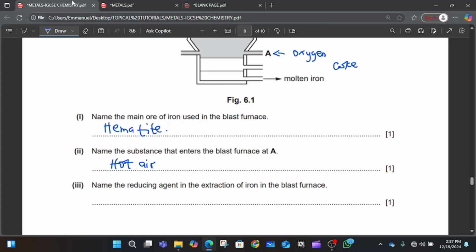III. Name the reducing agents in the extraction of iron in the blast furnace. So the reducing agent used is carbon monoxide. It is not coke or carbon, because coke is not a stronger reducing agent. So the coke has been converted into carbon monoxide, which is a stronger reducing agent to reduce the iron(III) oxide to get the iron.